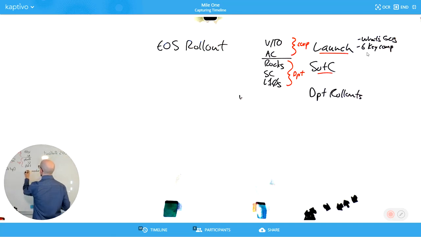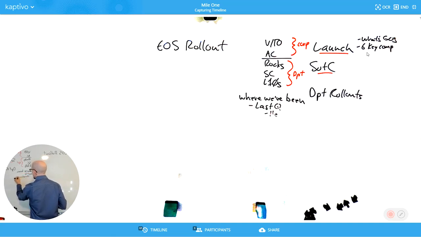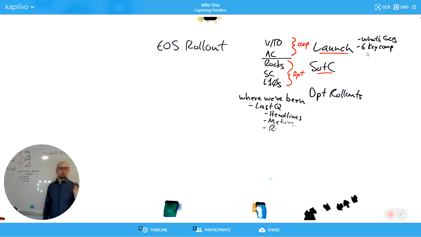So where we've been is the first part, and where we've been is really about last quarter. So it's about last quarter, any kind of headlines you want to share with people. It's about any kind of metrics that are relevant to everybody, and it's about sharing the rocks. So last quarter we told you about the company rocks. Here's how we did on those rocks. That's where we've been.